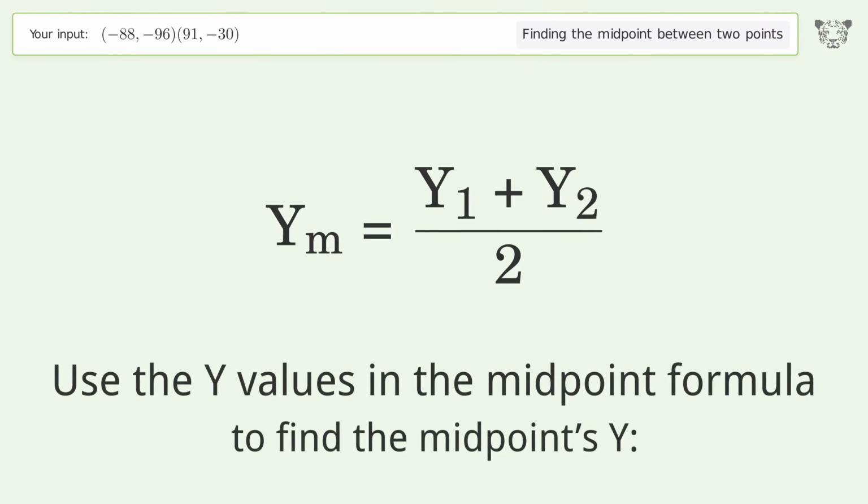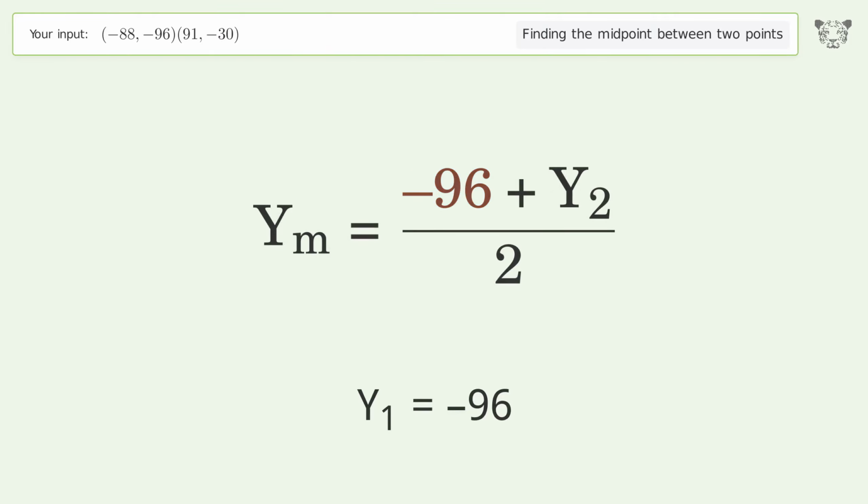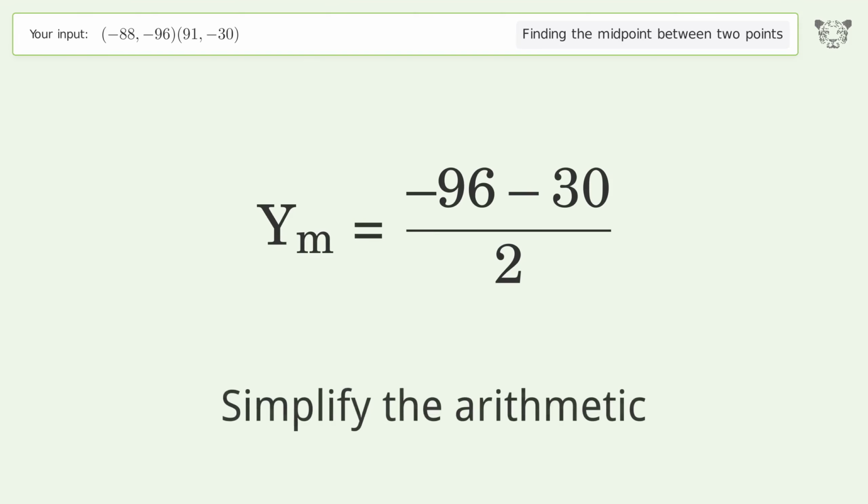Use the y values in the midpoint formula to find the midpoints y. y1 equals -96. y2 equals -30. Simplify the arithmetic.